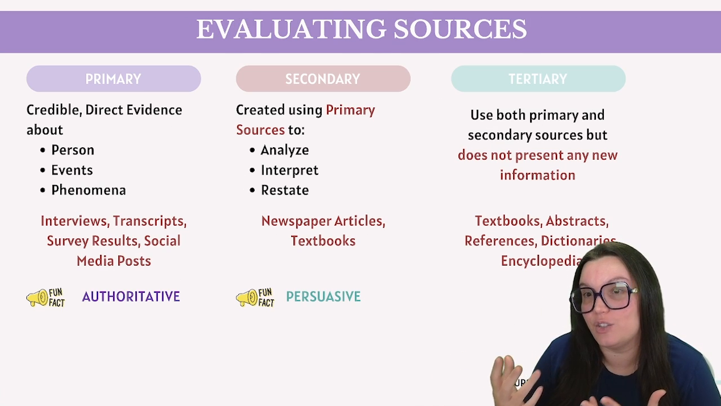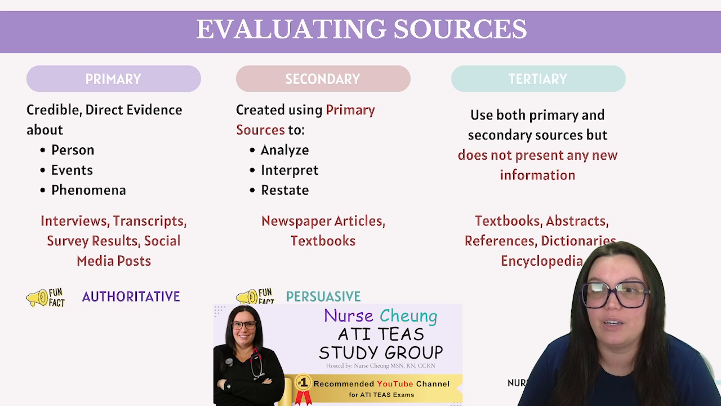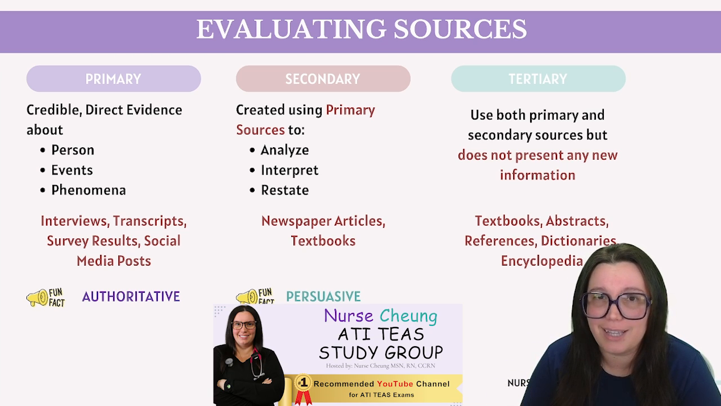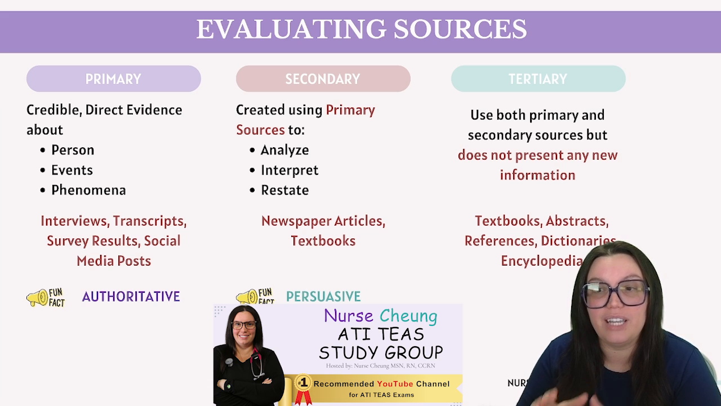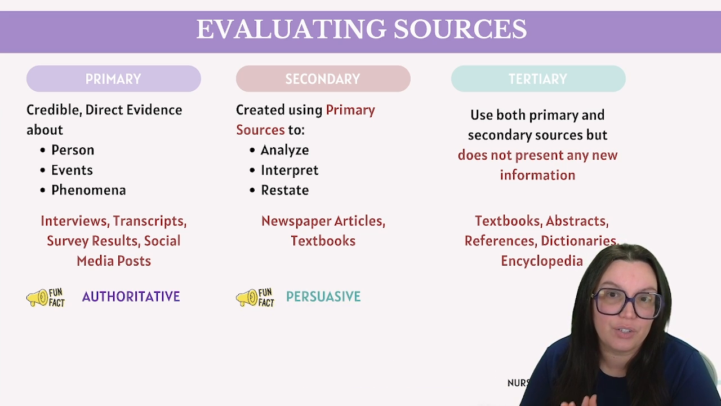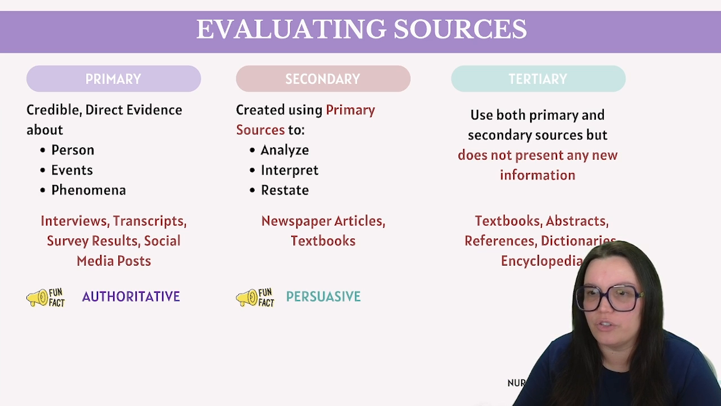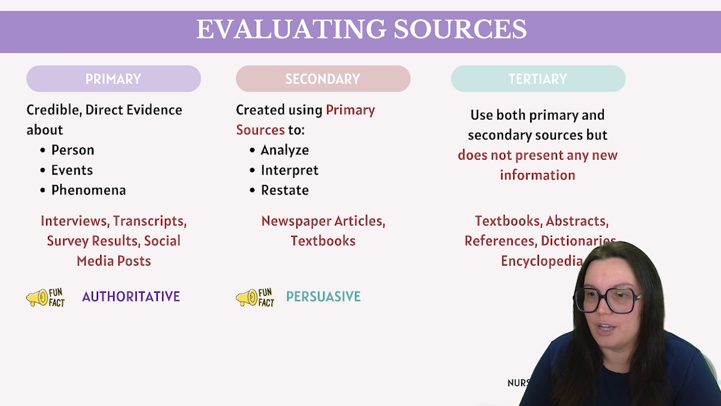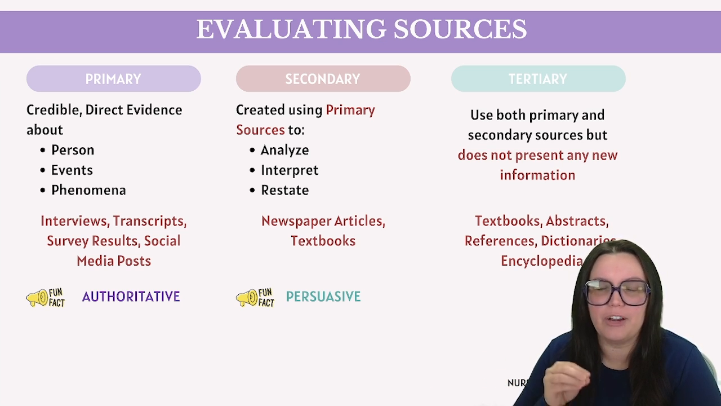When we're evaluating sources, we're going to need to identify where that source is coming from. Is it a primary, secondary, or tertiary source? Each source is going to serve a unique purpose in building a robust argument. Primary sources are often direct evidence about a person, an event, or a phenomenon. For instance, Marie Curie's lab notebook is a quintessential primary source.